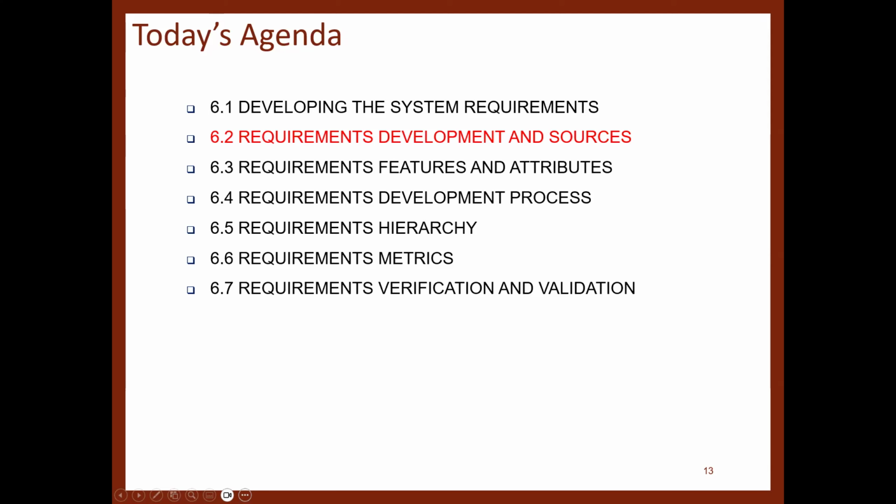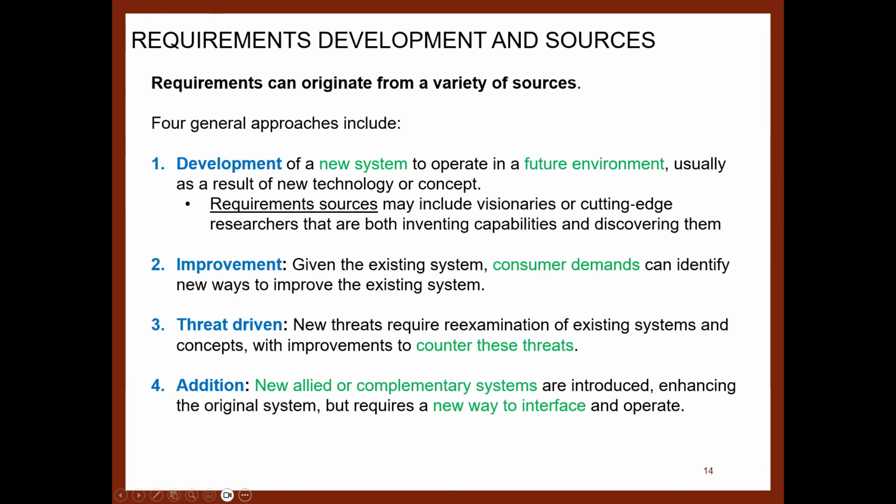Here we look at requirements development and sources. So these requirements can come up from different sources. There's 4 general approaches that we can try. So the first one is from a development point of view of a new system to operate in a future environment, like that example that I discussed for the progress report, right? That potential environment or artificial environment to live in Mars or outside the Earth, right? That's a future environment that will be based on new technology mostly.